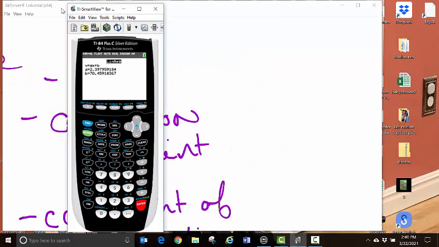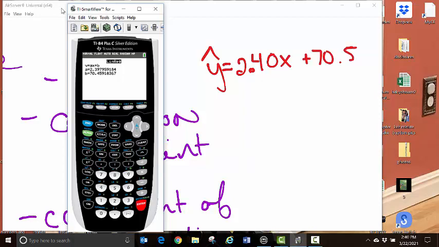So my regression line is the LSRL, which is my line, y hat equals 2. I guess I'm going to have to round that up to 2.40x plus 70.5. Okay, that's my regression equation. I have no R and R squared because my diagnostics got turned off.